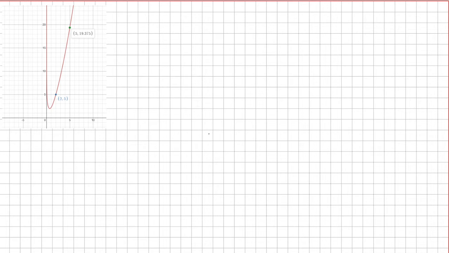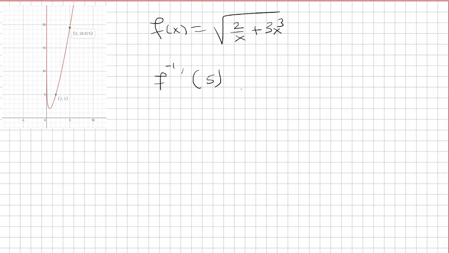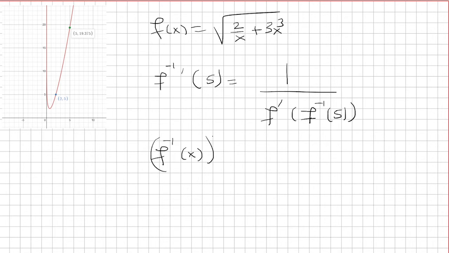We're given the graph of f of x is equal to the square root of 2 over x plus 3x cubed. So this is increasing from 1 to infinity. And we want to find the derivative of f inverse of 5. So this is going to equal 1 over f prime of f inverse of 5, because in general the derivative of an inverse function is 1 over the derivative of the function.